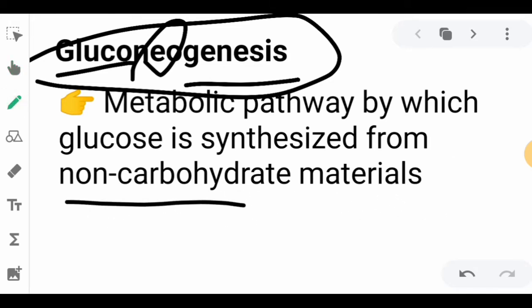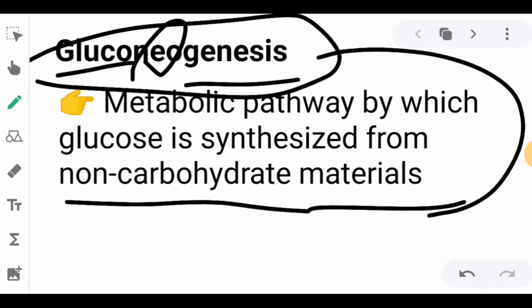Take note of the words non-carbohydrate materials, because this pathway creates glucose from non-carbs, meaning it creates glucose from fats, amino acids, proteins, and lactate, which is one of the fates of pyruvate. If you remember from the previous lecture, I mentioned that glycolysis is an irreversible process, a linear pathway, because it cannot regenerate the glucose itself.